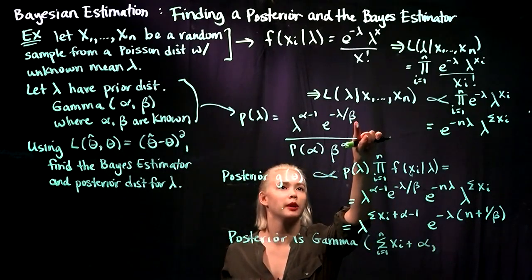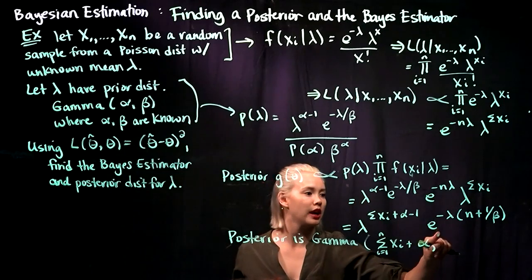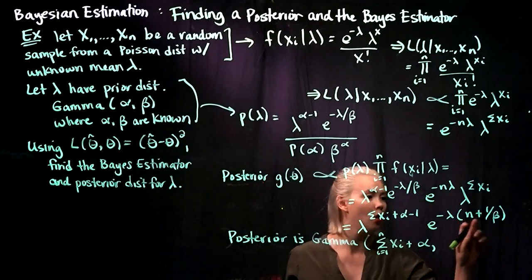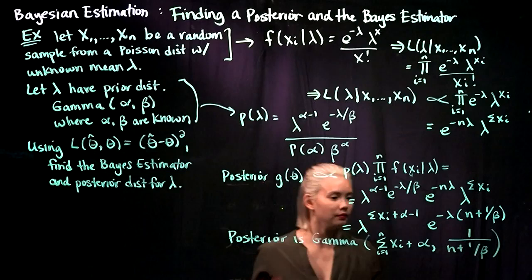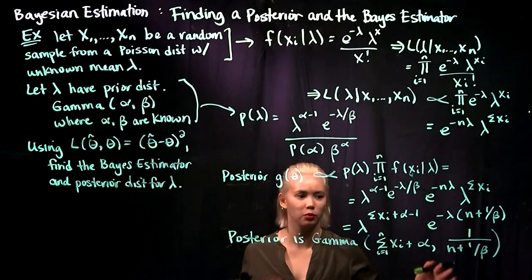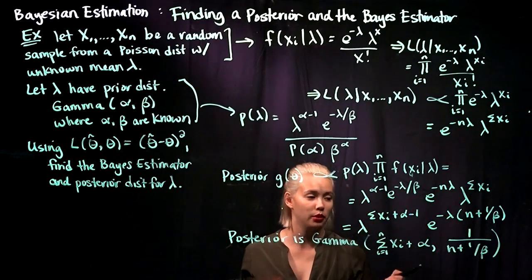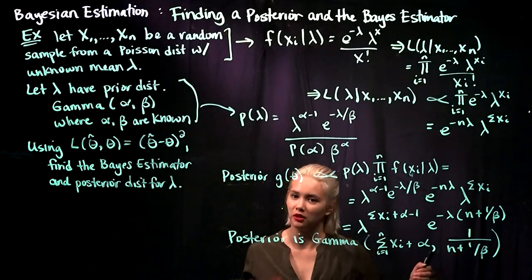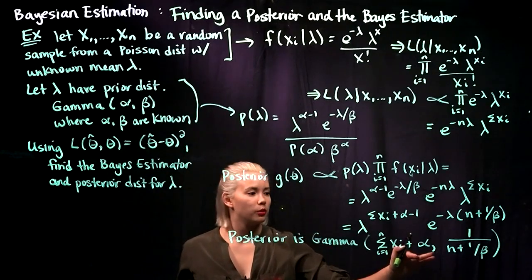Then for our second parameter, we need to look at the e part. We have e to the negative lambda divided by the second parameter. Here we have e to the negative lambda times something. So that means our second parameter is 1 divided by (n plus 1 over beta). If we wanted, we could find the constants to make this a proper posterior distribution, but that's fine. We already know that it's a gamma distribution, so we don't need to do that. We found our posterior distribution.